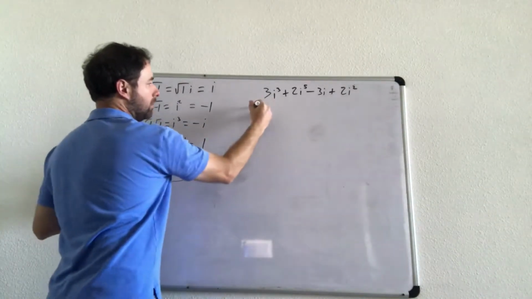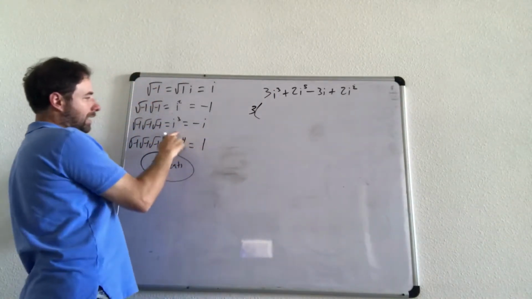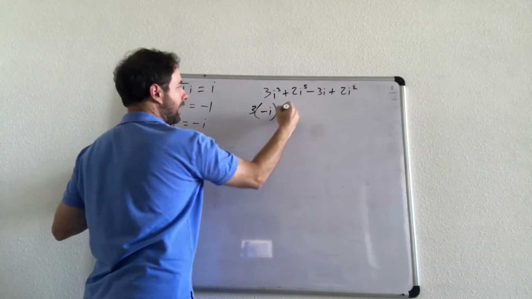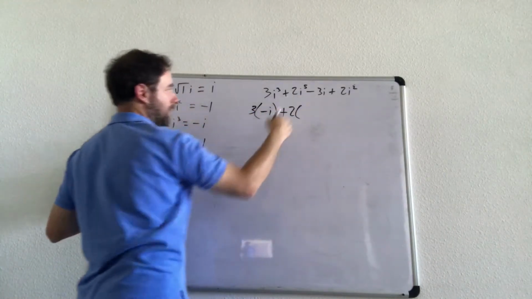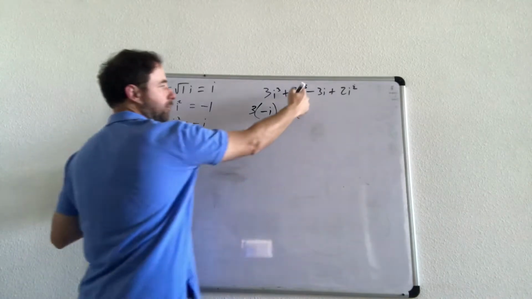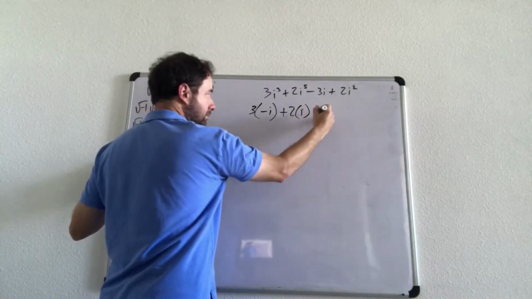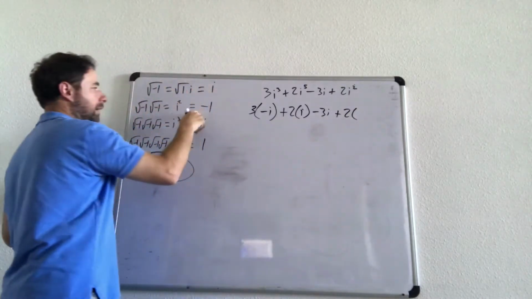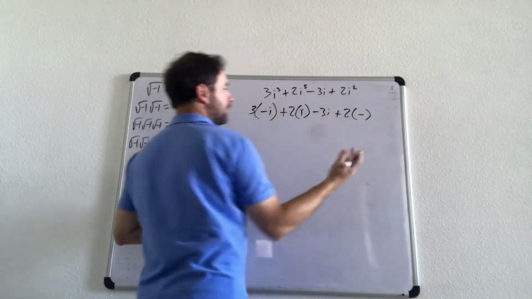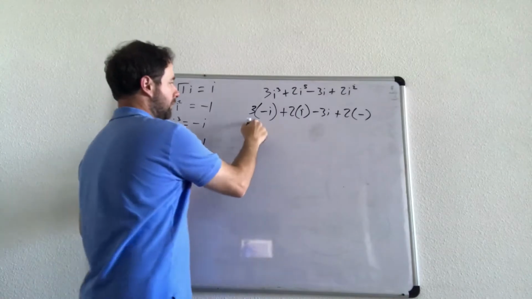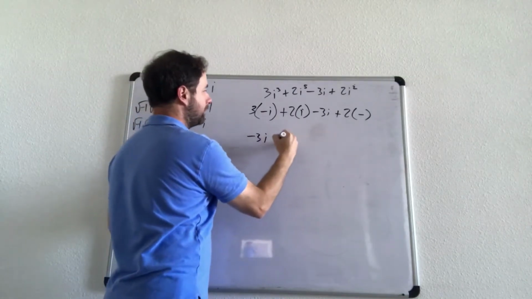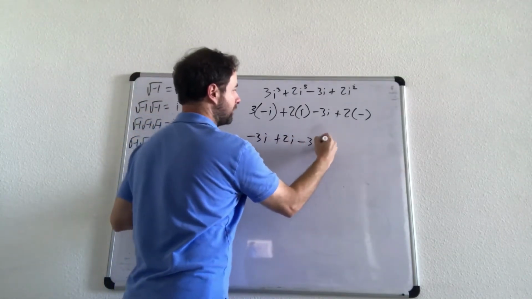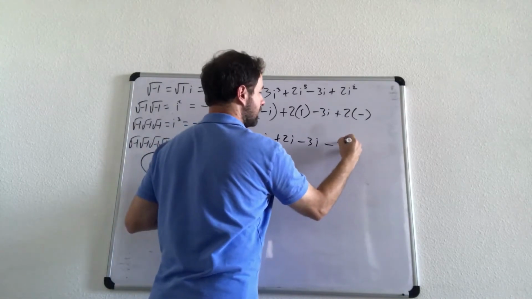So i cubed, what we'll do is put parentheses, and in place of i cubed, we're going to put negative i. Plus 2, i to the 5th. Remember, every 4 it repeats. So take 4 off of this, you're just left with i. Minus 3i plus 2, what is i squared? i squared is negative 1. So now we really made it simple. So right here you have negative i plus 2i minus 3i minus 2.